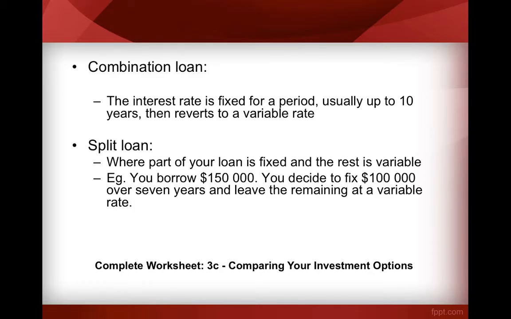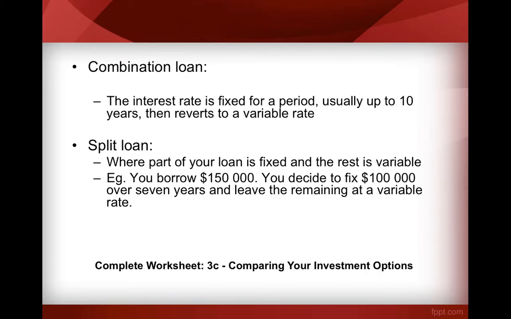Then we have two kinds of loans that you can get. You can get a combination loan. With a combination loan, the interest rate is fixed for a period, maybe up to 10 years, and then reverts back to a variable rate. So you might say, for the first 10 years I want to keep it at this fixed rate, and after those 10 years I want it to revert to a variable rate so that it fluctuates depending on how the economy is going.